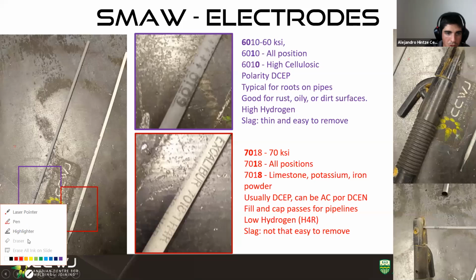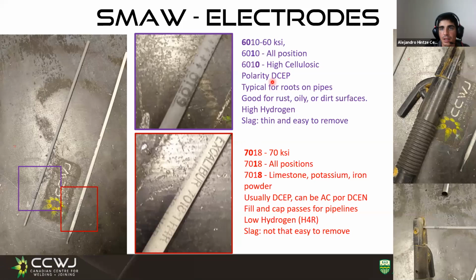The next digit here tells you what positions you can weld in, right? One means all positions, and then you have different numbers for different positions or restrictions. And then the last number gives you a hint on what the covering is made of. 6010 is a high cellulosic, basically all cellulosic, an all-paper electrode.